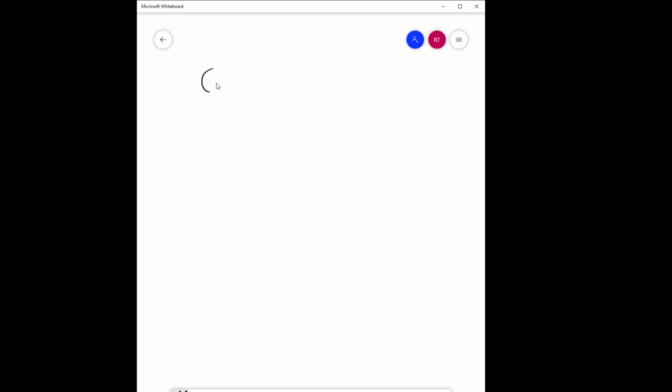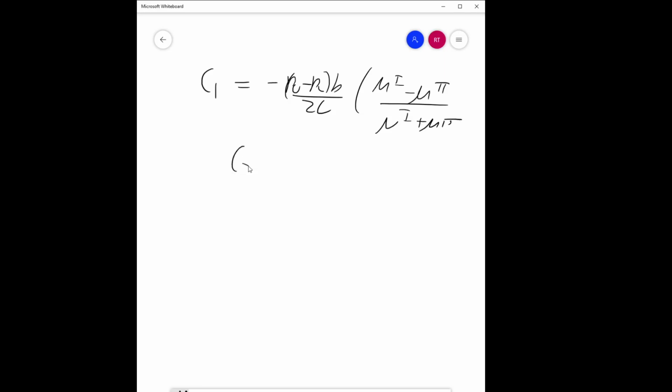So on equating this, you will get c1 is equal to minus (p0 minus pL) by 2L b times (mu 1 minus mu 2) by (mu 1 plus mu 2). And c2 would be (p0 minus pL) b square by 2 mu 1 L times 2 mu 1 by (mu 1 plus mu 2).